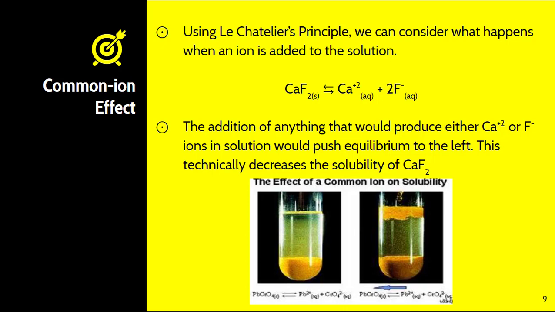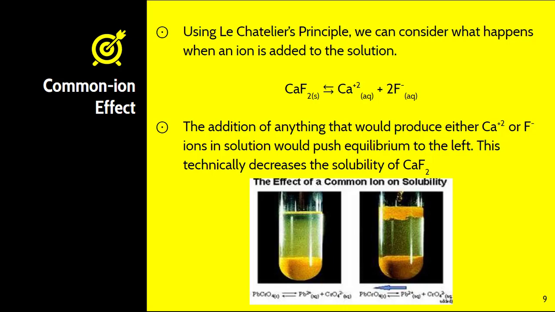So for example, if I added calcium chloride to the solution, well, that's going to dissociate into calcium and chloride ions. The chloride ions aren't going to have an impact, but the calcium ions are going to cause the calcium concentration on the right-hand side to increase. And as we know, when we increase the concentration of something on the right-hand side or the product side, Le Chatelier's principle says that we are going to end up pushing equilibrium to the left. And if equilibrium is pushed to the left, then less is going to dissolve.